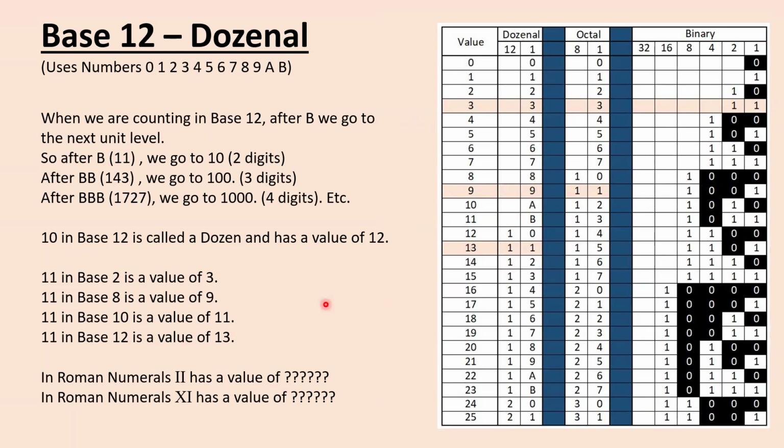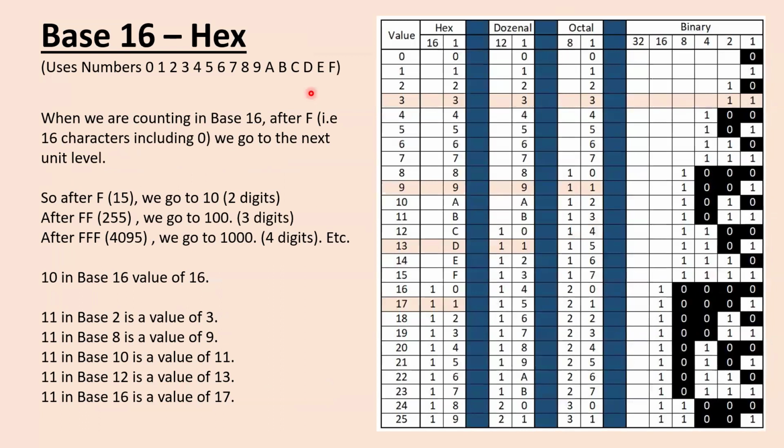So in Roman numerals, 1, 1 has a value of 2, not 11, but this looks like 11. In Roman numerals, XI has a value of 11. Okay, so you can see how other numerical systems are just like another language. But the bases have a pattern, a mathematical formula. I hope you're still with me, guys.